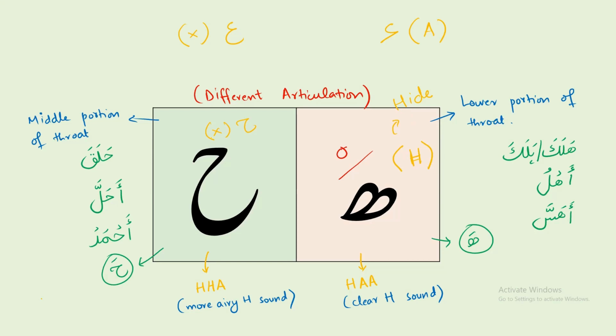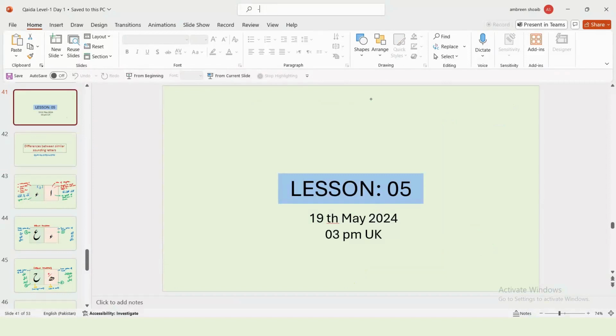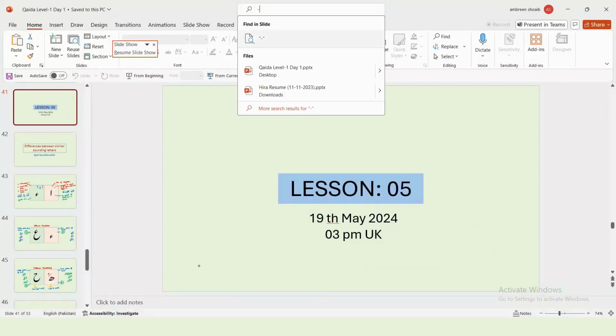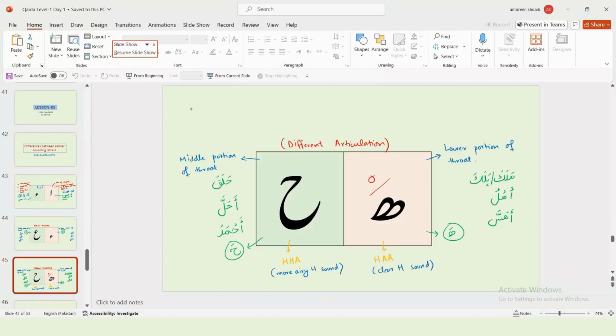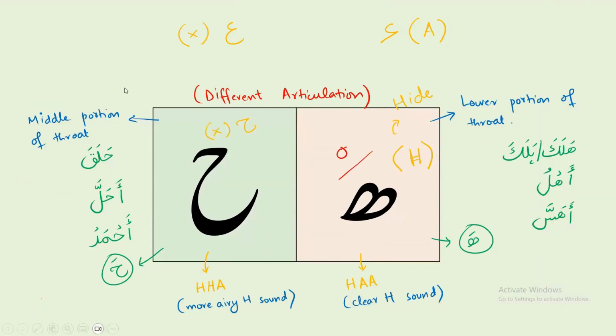Okay. So what happens in this pair, sister, is that their articulation points are again different. The first ha letter comes from the lower portion of our throat, right? Whereas the second ha comes from the middle portion of our throat. Okay, so what is the difference? Let's take an example first of all.